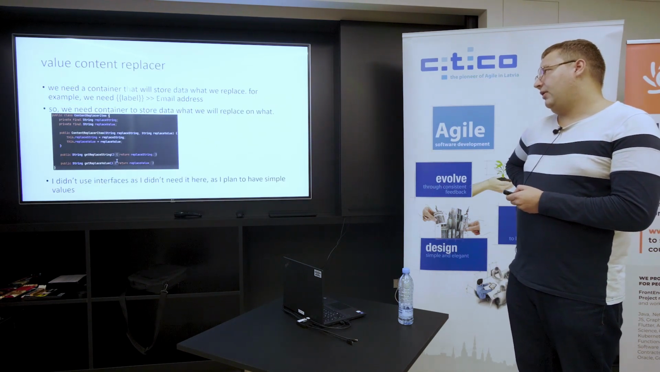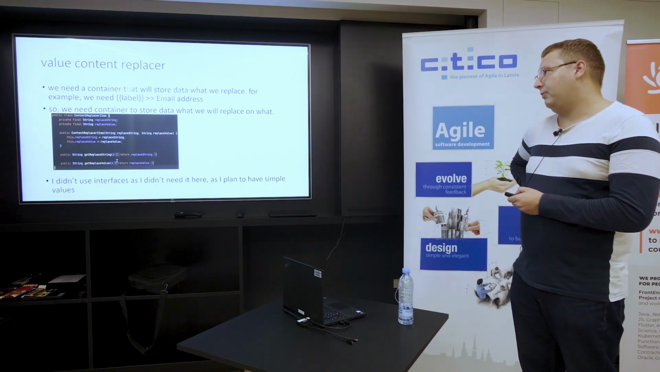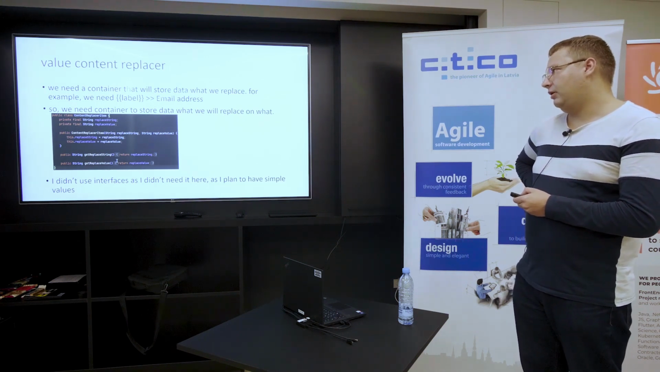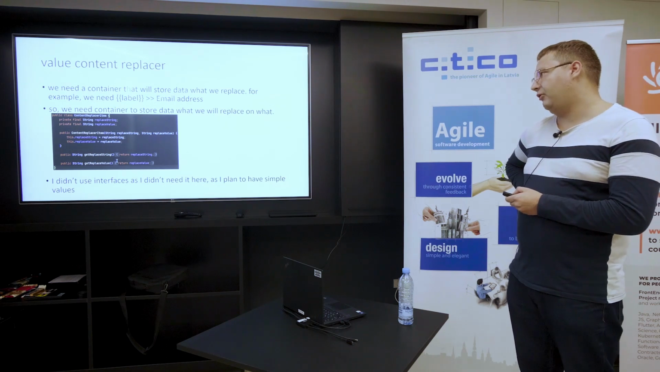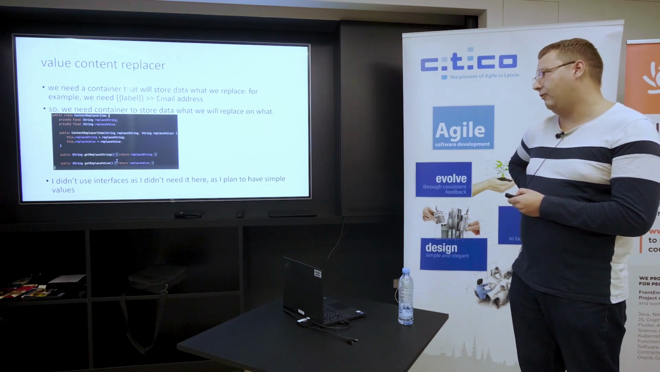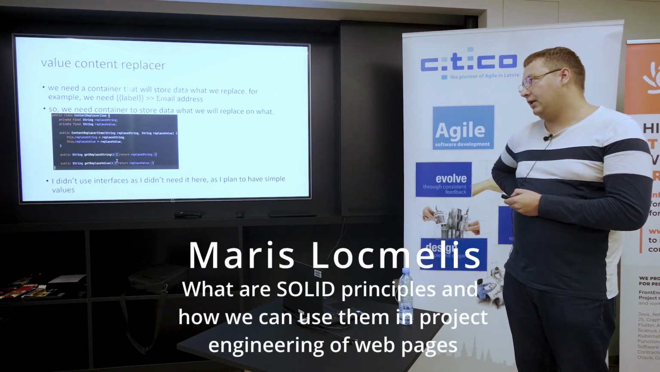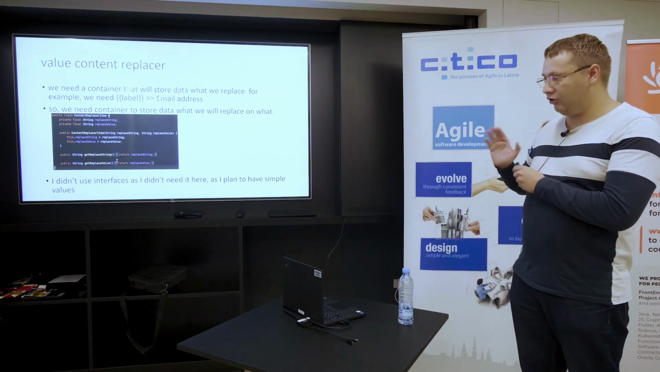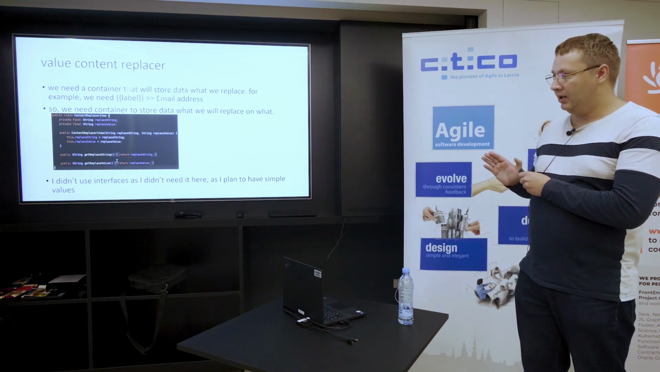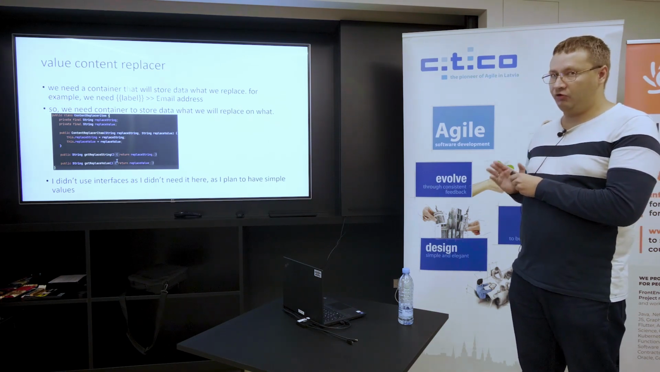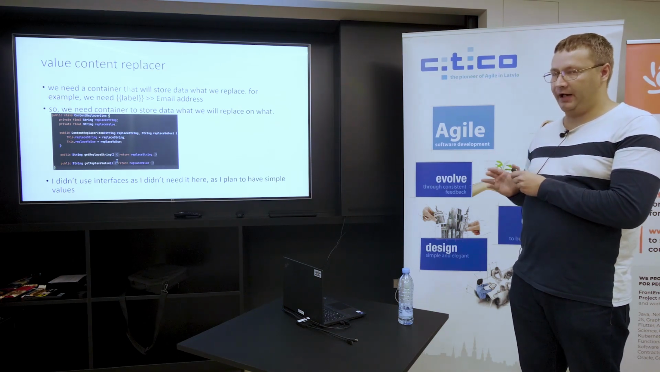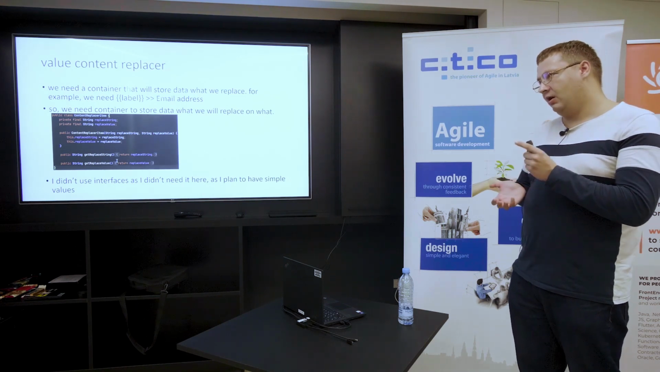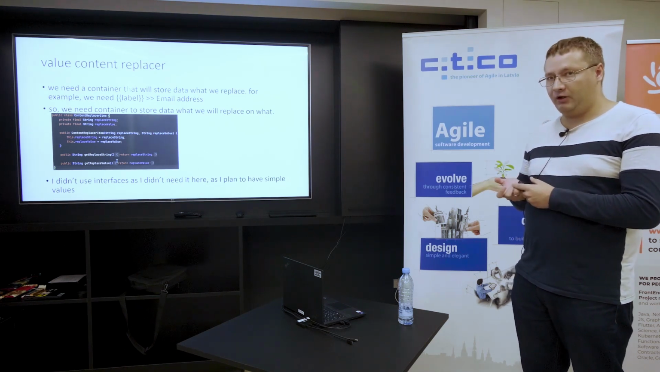We need a container that will store data about what we replace. For example, we need label, email address. So we need a container to store what we will replace and with what. So we created some items. This is, let's say, not a fully solid item because we don't use an interface. We use a single object for all variables. It has what to replace and what to replace it with.